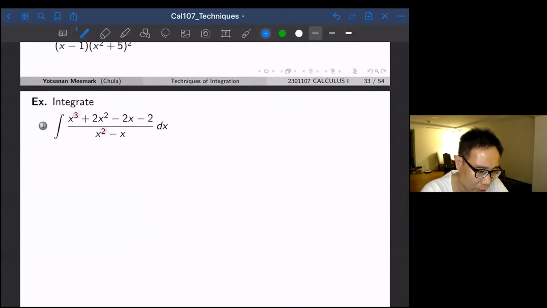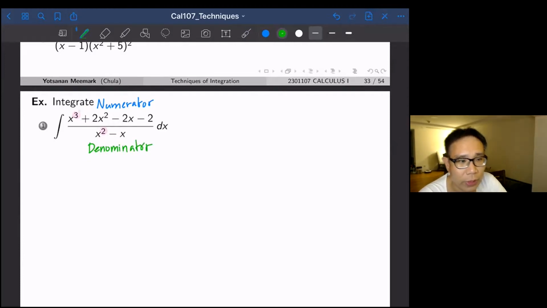You see that the degree of the numerator is equal to 3 and the degree of the denominator is equal to 2. So this one is called the numerator, and the bottom is the denominator. In this case, the degree of the numerator is more than the degree of the denominator. The top part, normally we're going to call N(x).